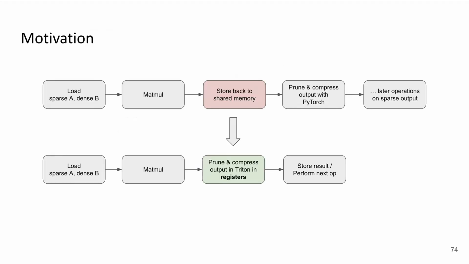So just to illustrate what I mean, this is a typical workflow. The above is what we currently have and below is what we want to get to. They both start with loading the two matrices. One of them is sparse and one of them is dense. In our kernel, we want to perform matrix multiplication. But in our current workflow, we have to store the results back into shared memory. And then we call a function to prune and compress the outputs. And then later, when we have other operations, we would load these sparse outputs.